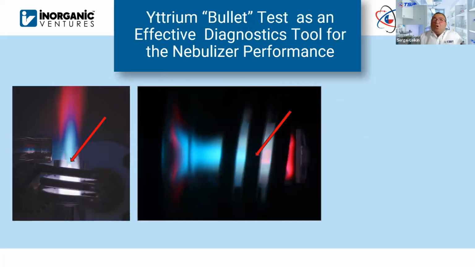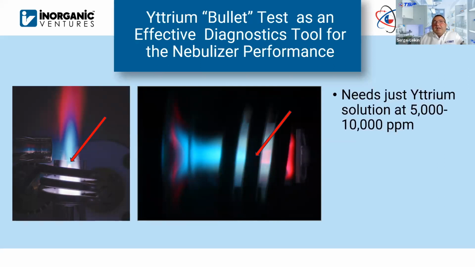This is, in my view, one of the most effective diagnostic tools that you can use in your practice. We call it the yttrium bullet test. Why yttrium? You need about 5,000 to 10,000 ppm of the solution. It just brings out the colors, and the colors are very visible. You can easily see that. The bullet is shown by the arrows. It's the area between the blue zone, which is the emission zone, and the red zone, the excitation zone.